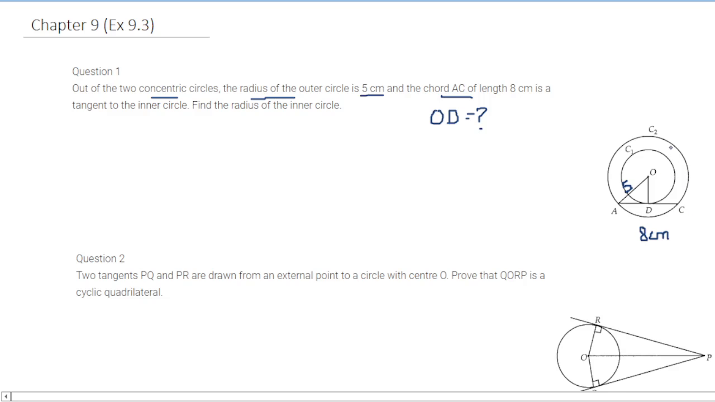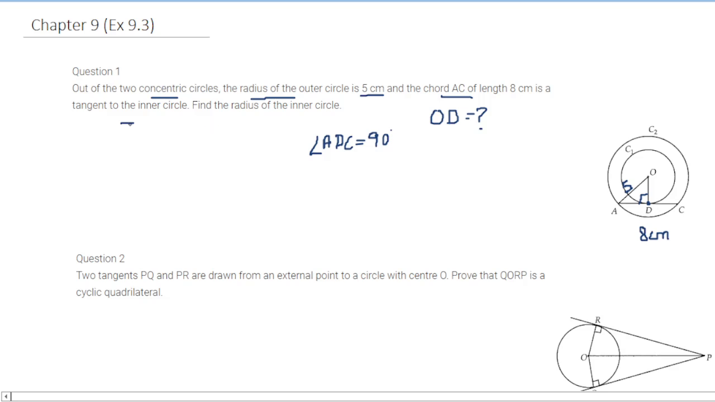Now if we observe the smaller circle, AC is a tangent to the smaller circle, D is the point of contact, and OD is the radius. So it means angle ADC will be equal to 90 degrees. Why is it 90 degrees? Because AC is a tangent. A tangent makes an angle of 90 degrees with the radius at the point of contact. So now ADC is 90 degrees.